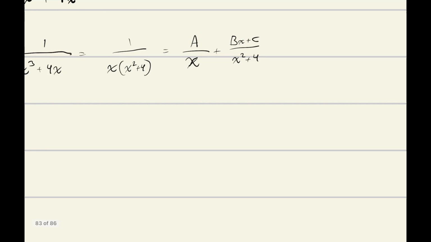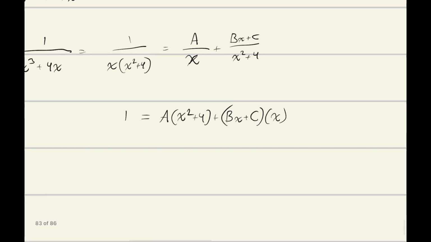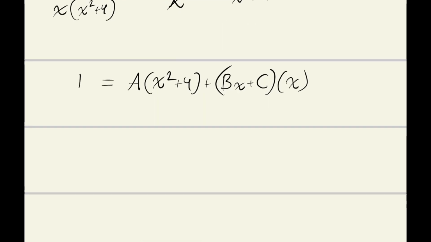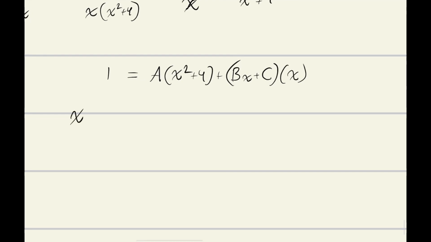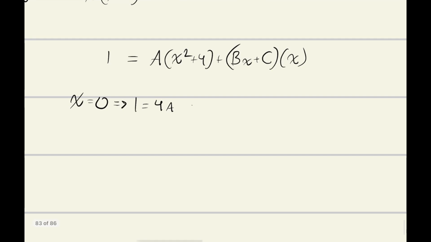If we find our common denominators, we can eliminate the denominators, and we can set this equal to: 1 is equal to a times (x squared plus 4) plus (bx plus c) times x. And we can plug in values for x so that we can find some of our coefficients. If we say x is equal to 0, we get 1 is equal to 4a, and these would become 0. So we know that a is equal to 1/4.